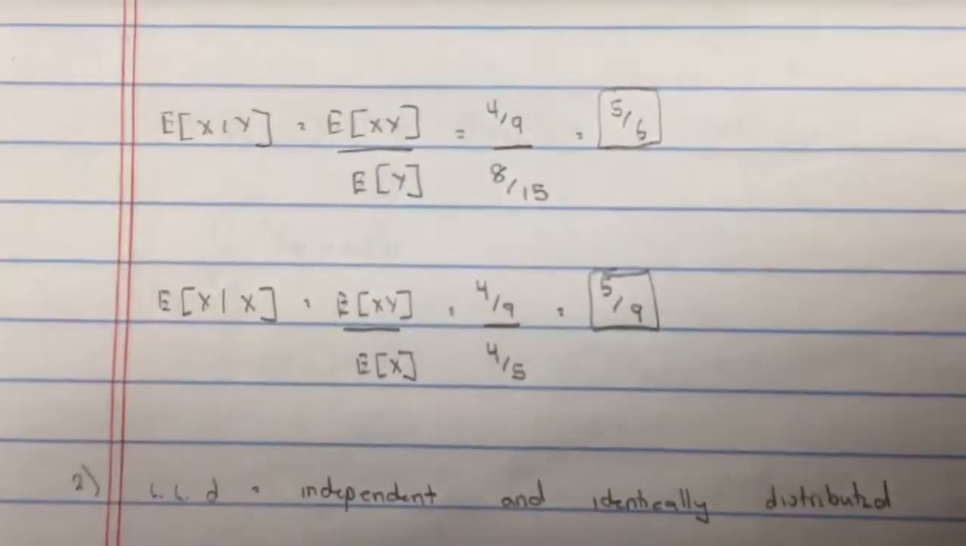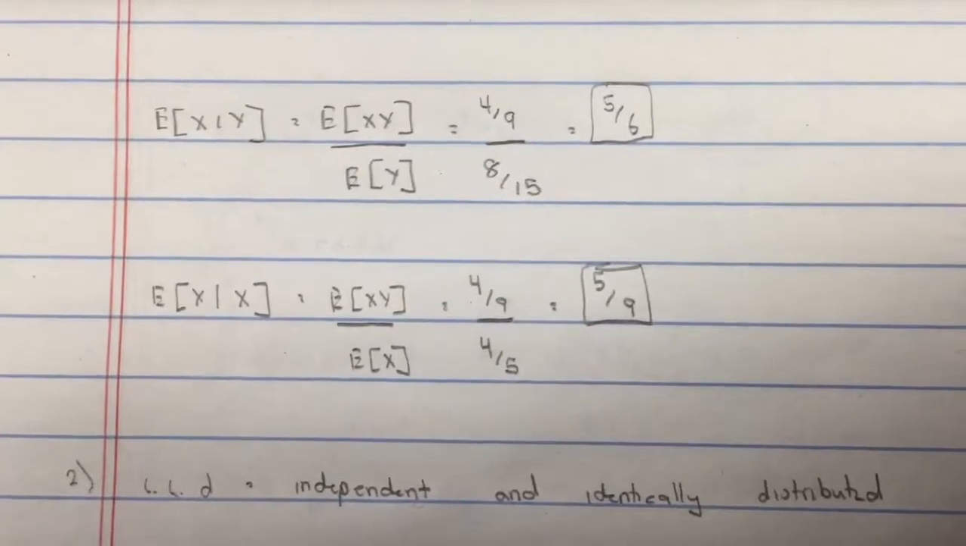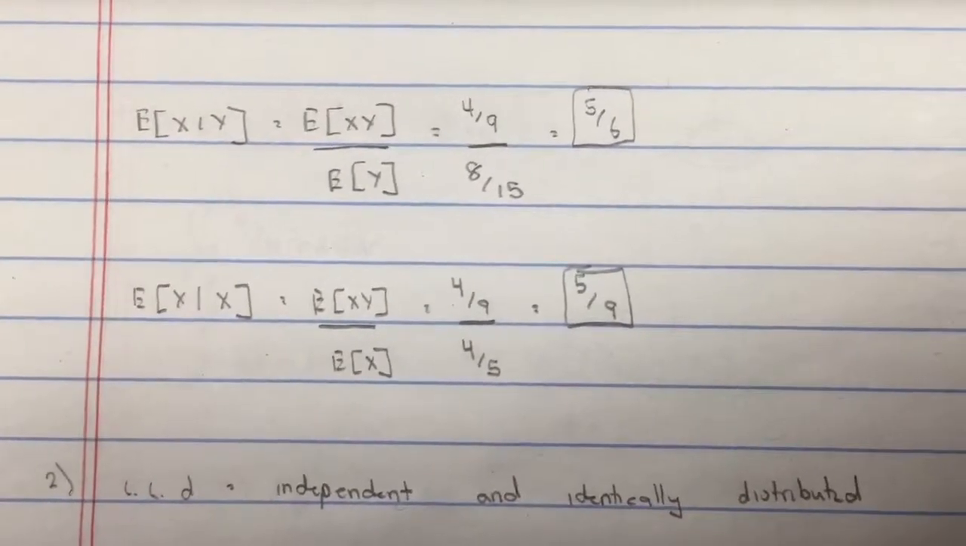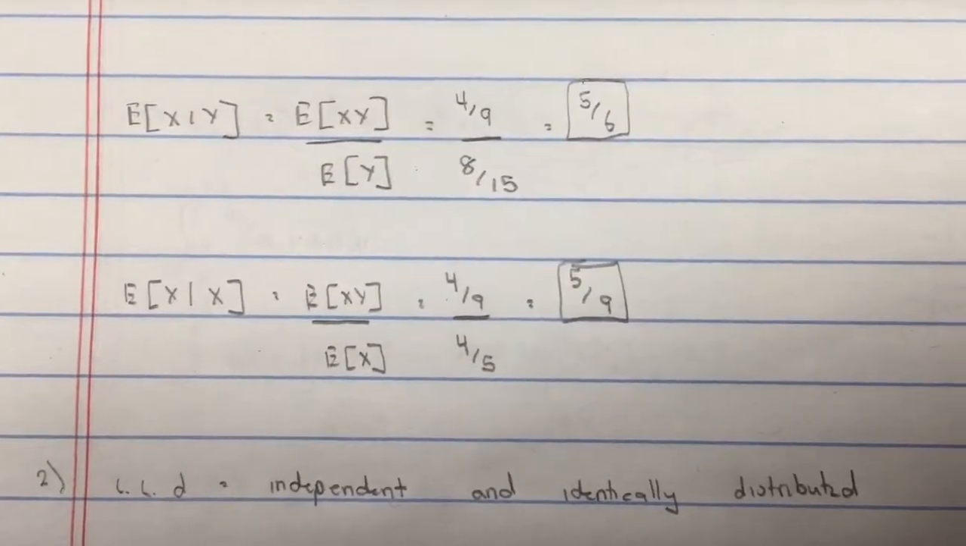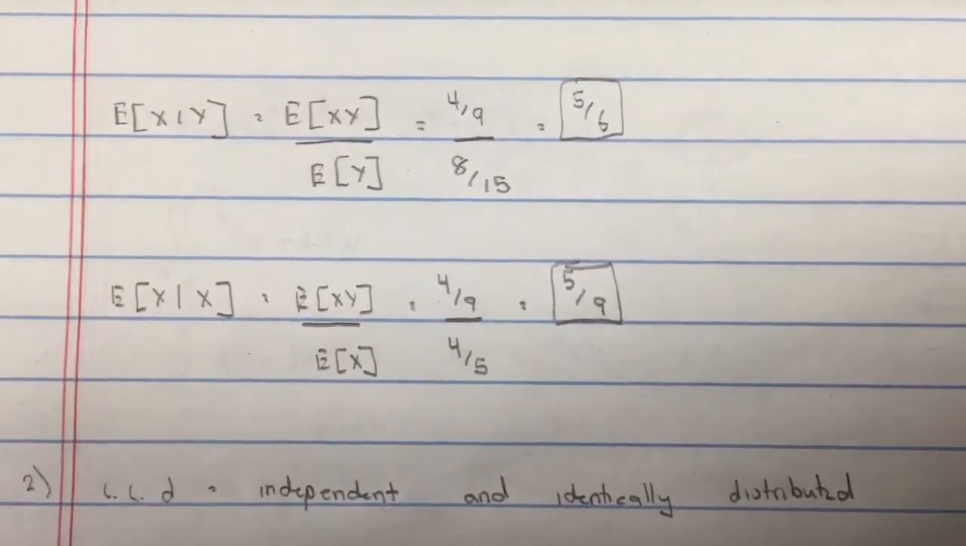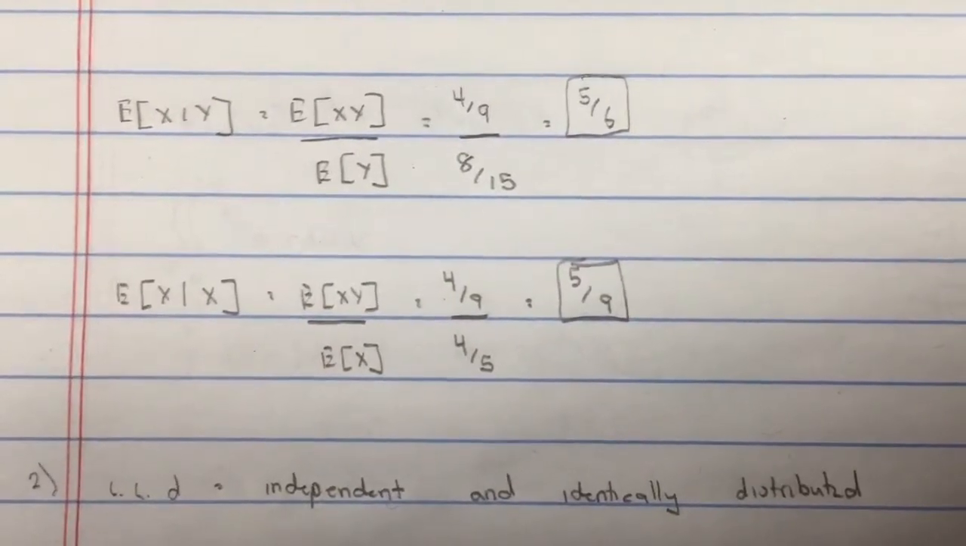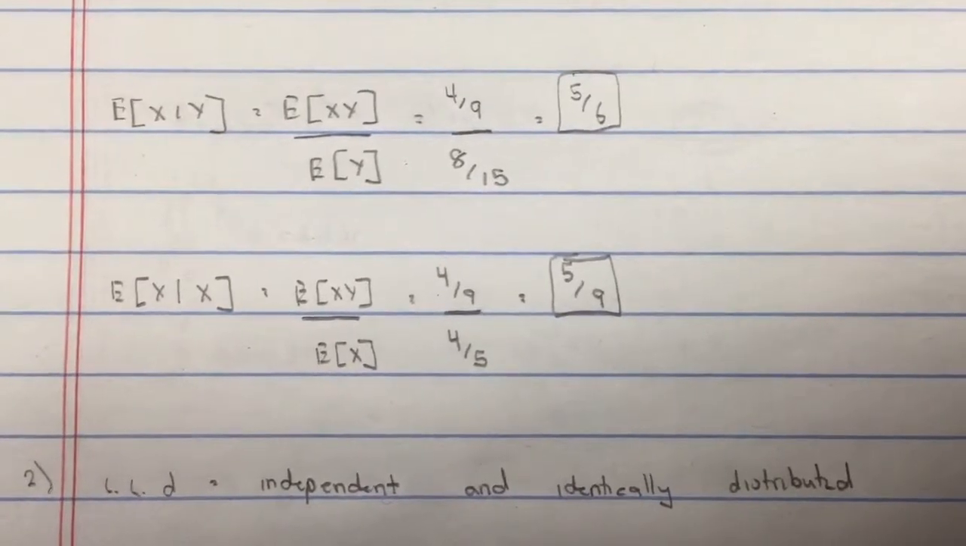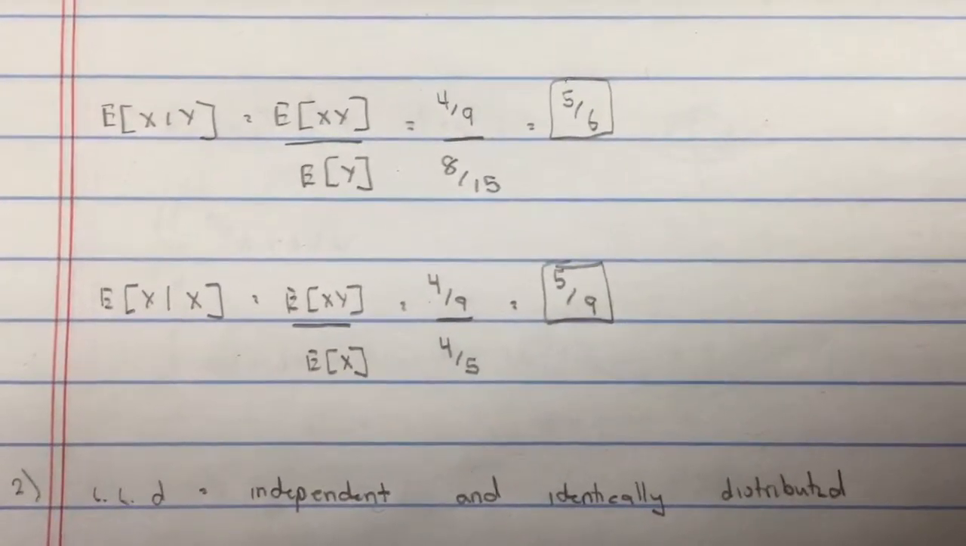For the expected value of big X given big Y, it's simply the expected value of xy divided by the expected value of y. So we know that the expected value of xy is equal to 4/9. The expected value of y is equal to 8/15. So 4/9 divided by 8/15 gives us 5/6.